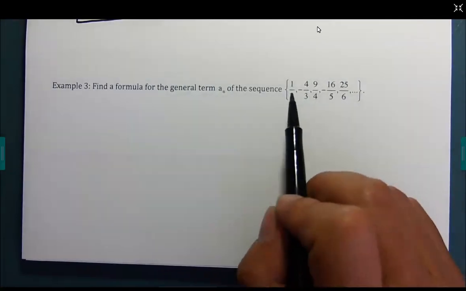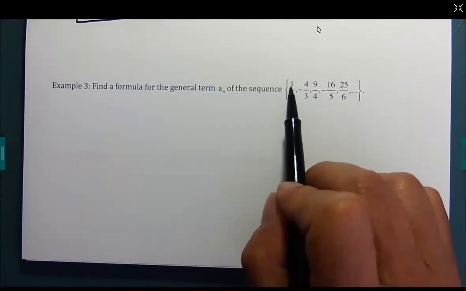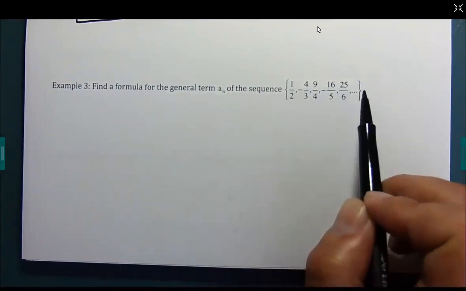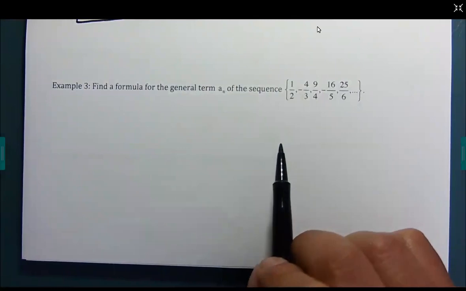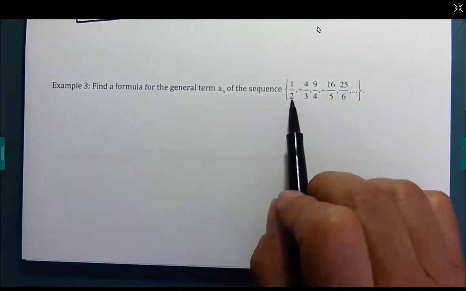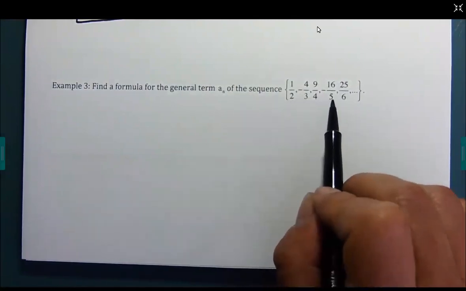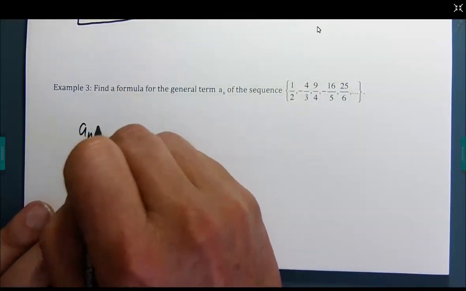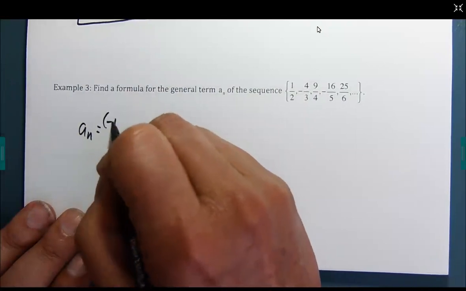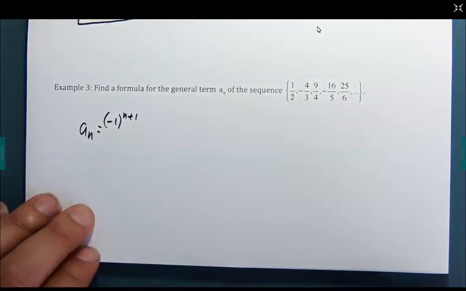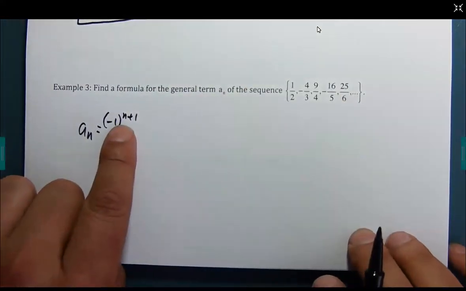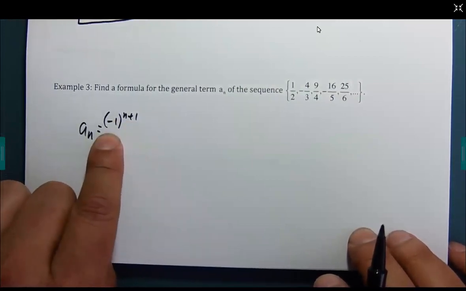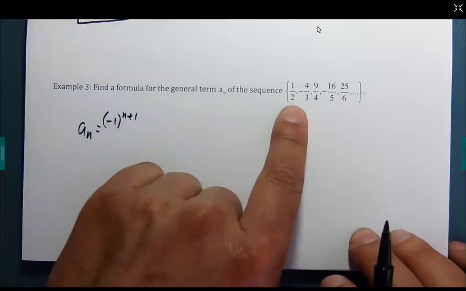It's looking like the numerators are perfect squares: 1 squared, 2 squared, 3 squared, 4 squared, 5 squared. And in the denominators, it looks like we're adding 1: plus 1, plus 1, plus 1, and so on. So a sub n is going to be negative 1 to the n plus 1 again. Now it's plus 1 because when n equals 1, that's going to be 1 plus 1, which is 2, and negative 1 squared is a positive, which my first term needs to be.